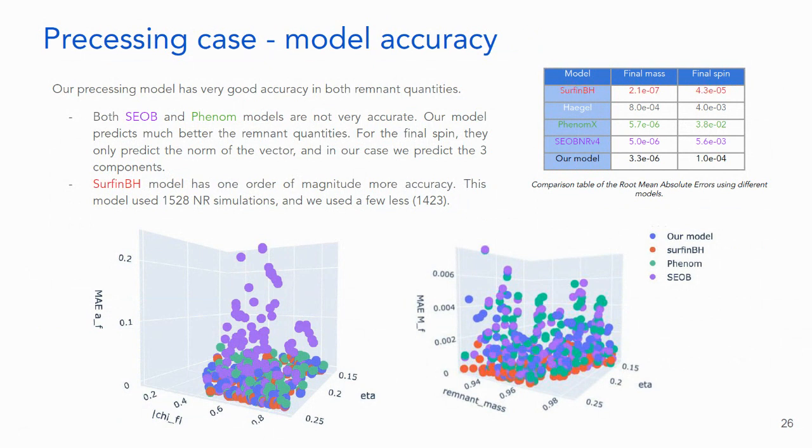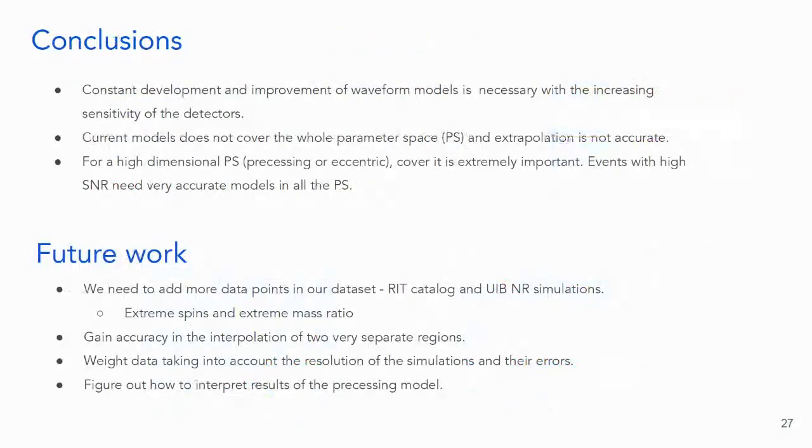And if we compare to the NR surrogate model, we have 1 order of magnitude less accuracy than they do, but one thing to take into account is that they are using 100 more NR simulations because they are using their own data. So if we add more information, about the RIT catalog and also simulations from the University of the Balearic Islands, we could possibly also gain this accuracy.